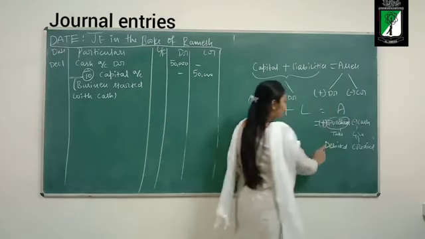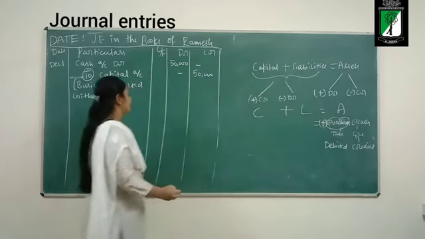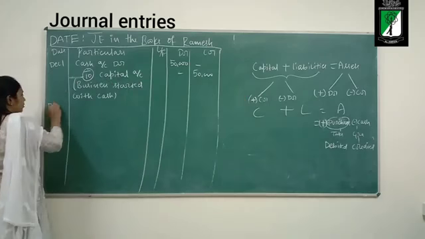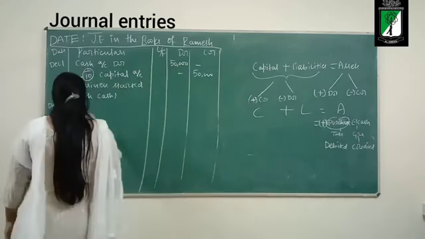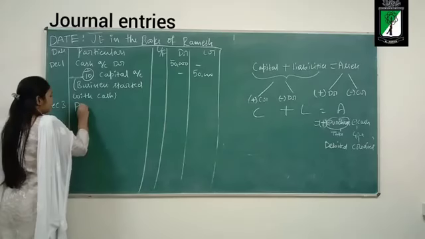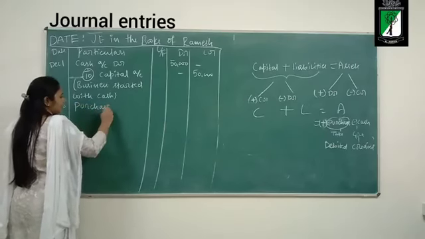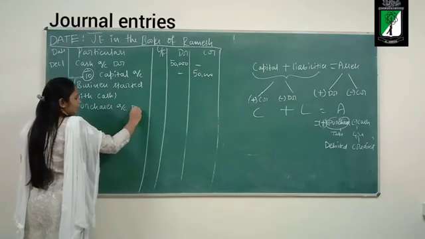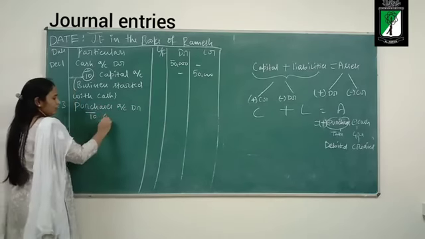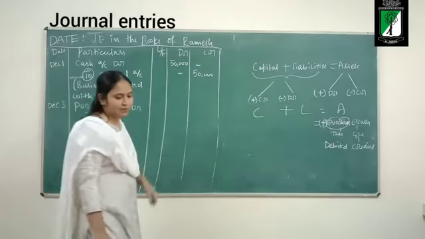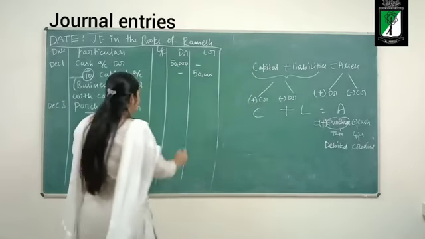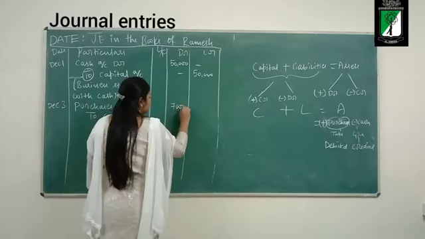So what is the general entry? What should I debit? Purchases. What is the date of the transaction? December 3rd. Purchases account debit to cash account. What is the value of the goods which is being purchased? Rupees 7,000.